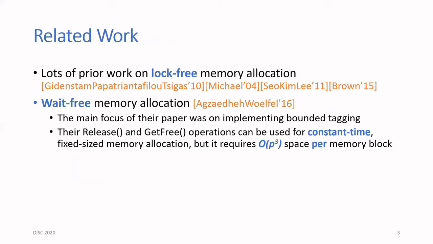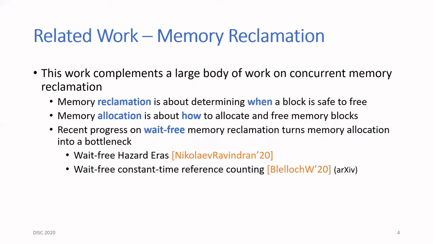While there has been significant work on lock-free memory allocation, wait-free memory allocation has gotten relatively little attention. The only wait-free memory allocator we are aware of is by Aghazadeh and Woelfel from DISC 2016. The main focus of their paper was not actually on memory allocation, but they implemented a release and get-free operation that each takes constant time and can be used for fixed-size allocate and free. However, their algorithm requires P cubed space per memory block, which is too much in many applications. So the contribution of our work is that it gets the same time complexity, but with much less space overhead.